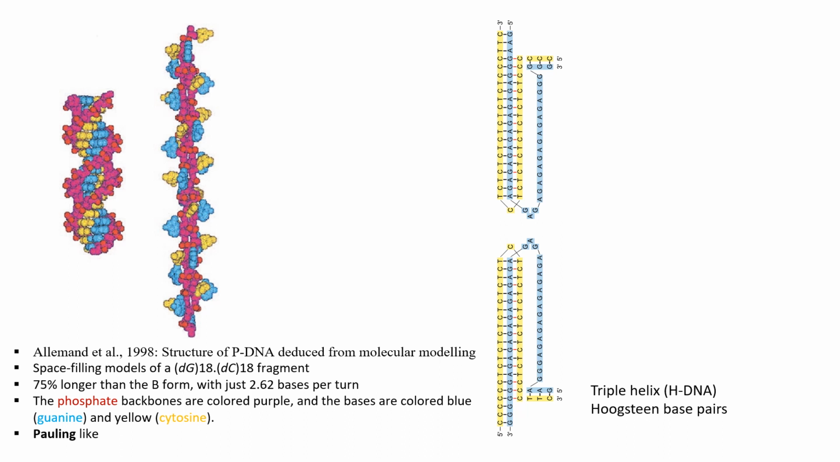There are other structures also, that is P DNA, which is deduced from molecular modeling, and it is 75% longer than B DNA with just 2.62 bases per turn, and it consists mainly of guanine and cytosine. And here you can see there is a triple helix also, because there is triple bonding, like TAT, CGC, and we call these Hoogsteen base pairs. But a detailed discussion is out of the scope of this video.